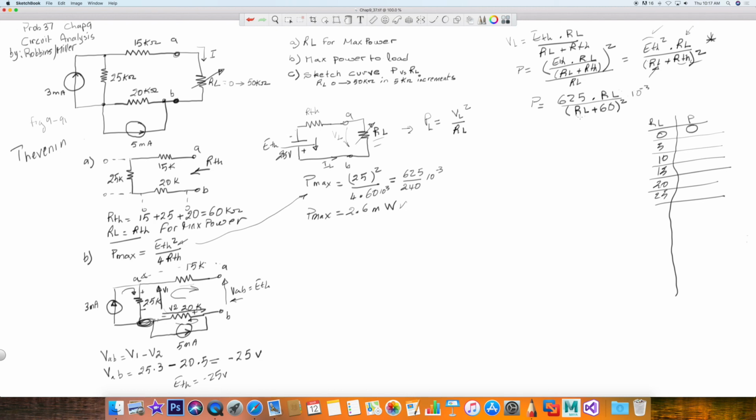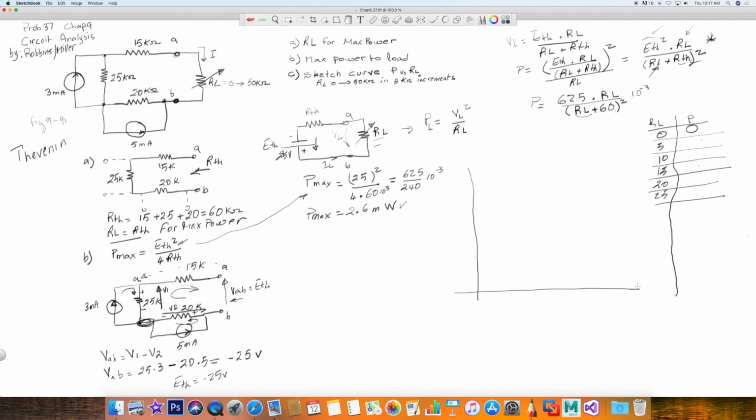So, what else? We have 5. Well, you're going to add 5 to 60. That will be 65 squared, right? For the denominator. But don't forget to multiply 625 by 5 and then divide by that denominator. So you're going to get some value and some value and some value. Then you can keep going and filling in the table.